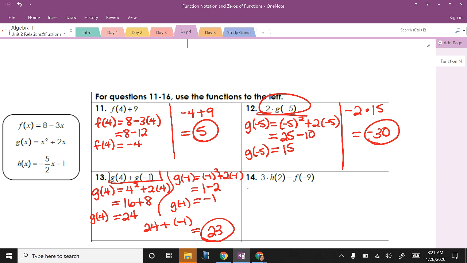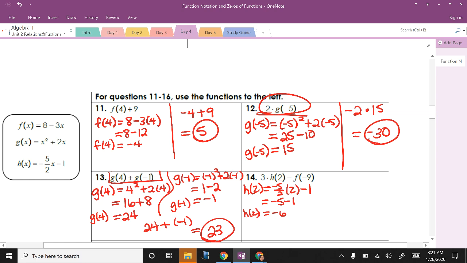Okay. So h of 2, and we're going to use what function for h? The bottom one. Equals negative 5 over 2 times 2 minus 1. And I'm not freaking out because didn't I teach you a little trick yesterday? The top or the big and the bottom? Yeah, they'll cancel out. So that's negative 5 minus 1. And what's negative 5 minus 1? So h of 2 is negative 6.